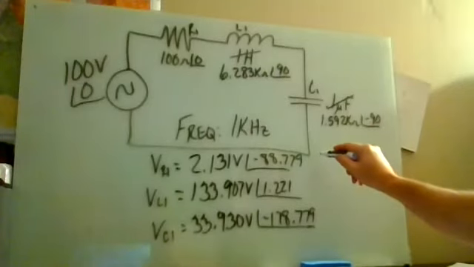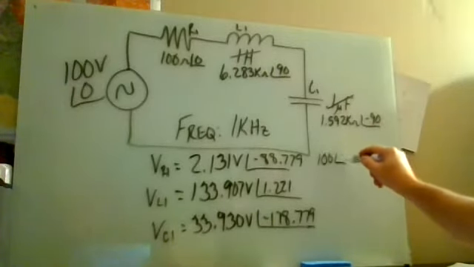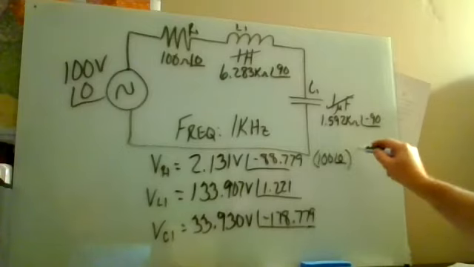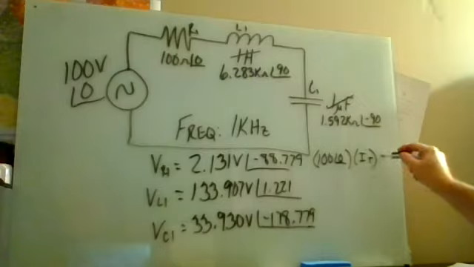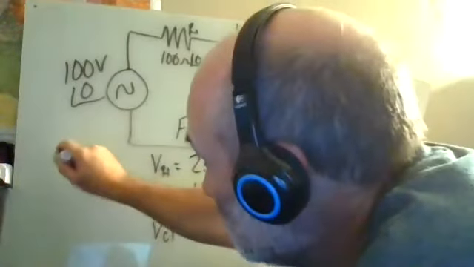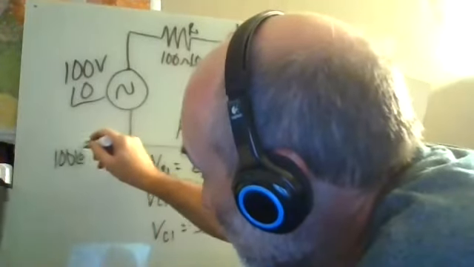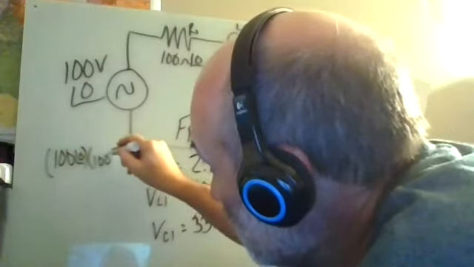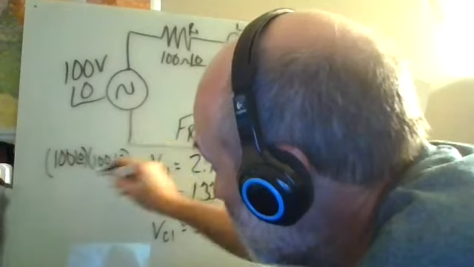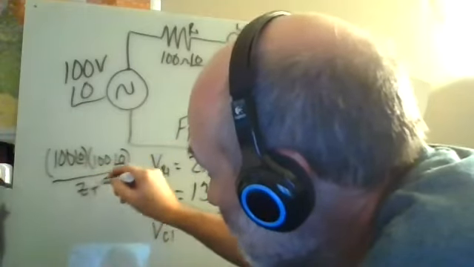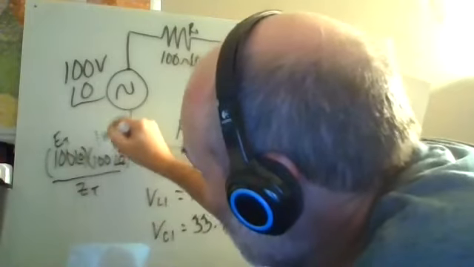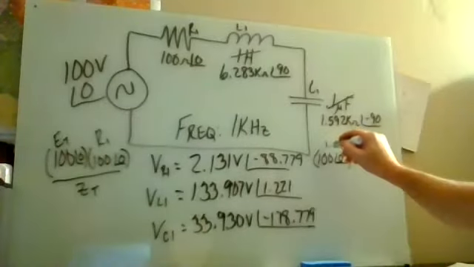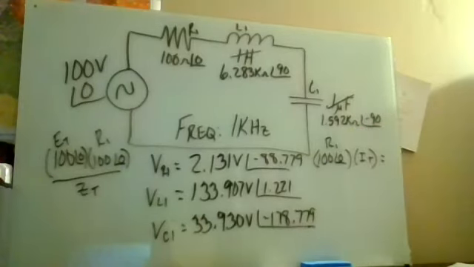All right. So this one, I would either do 100 at an angle of 0 times I total equals. Or if I did my voltage divider rule, I would do 100 at an angle of 0 times 100 at an angle of 0 divided by Z total, because this is my E total. This is R1, and that's my I total. I can do it either way I want, and you should have Z total and I total saved in your calculator.